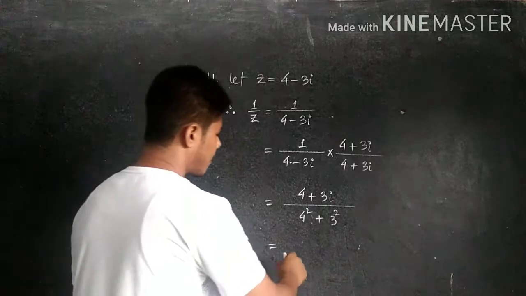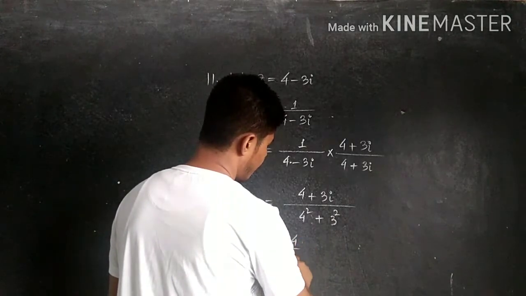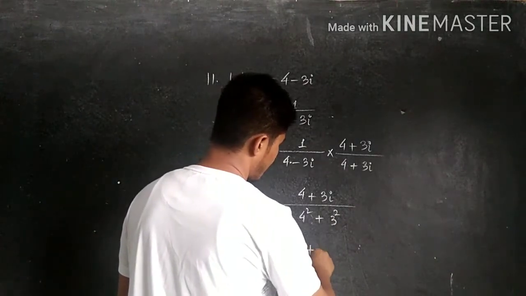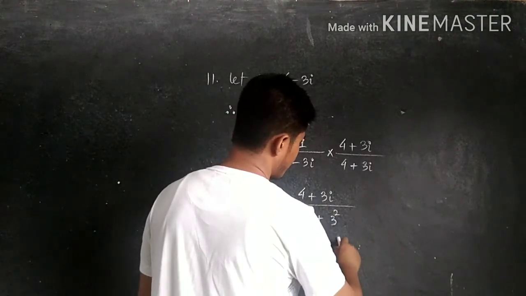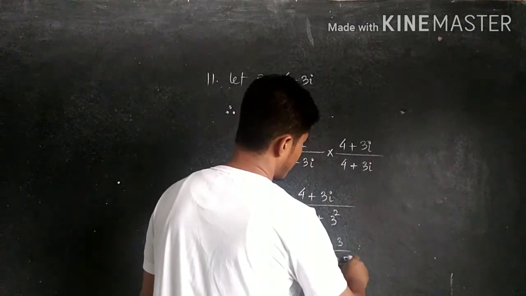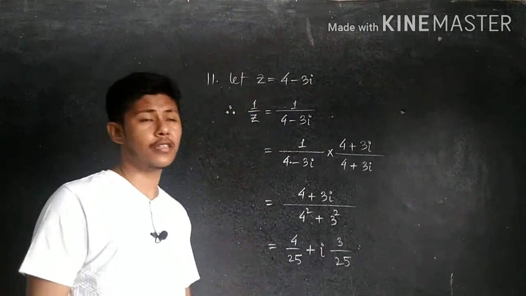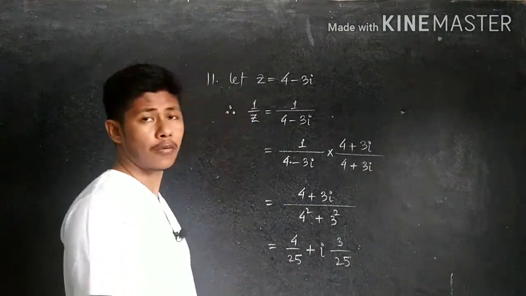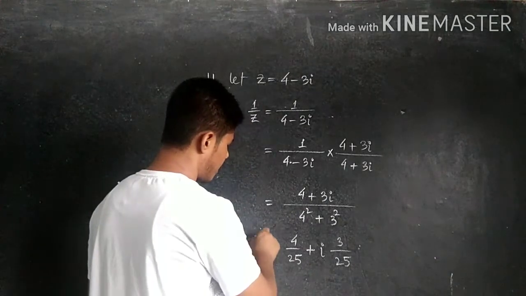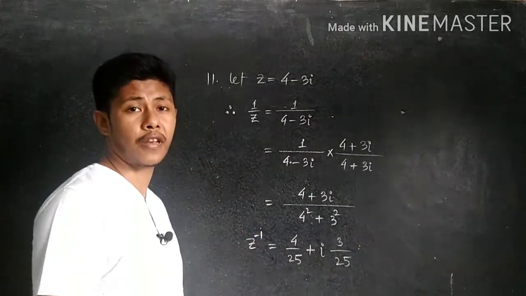So easily we can write here 4 by 25 plus i into 3 by 25. Is it clear? So this one is the multiplicative inverse of this z. Multiplicative inverse means 1 by z, and 1 by z means z inverse. This one is the multiplicative inverse.